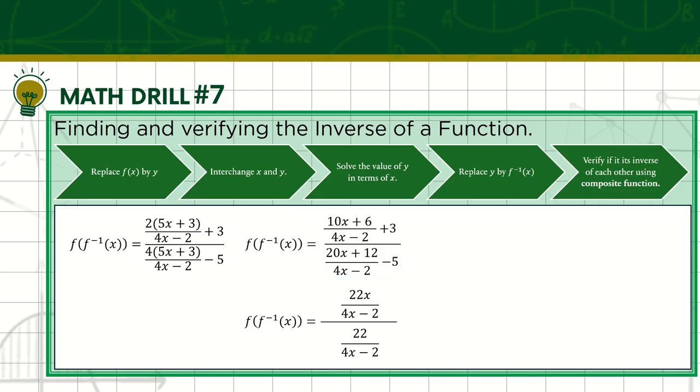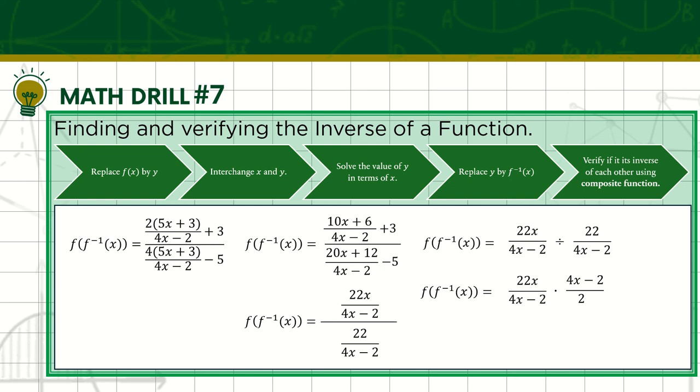And then we can now divide the numerator and denominator. We can rewrite it as 22x over 4x minus 2 divided by 22 over 4x minus 2. And to divide rational functions, what we're going to do simply is to keep the first function, 22x over 4x minus 2, change the division to multiplication, and flip or get the reciprocal of the second function, which gives us (4x minus 2) all over 22.